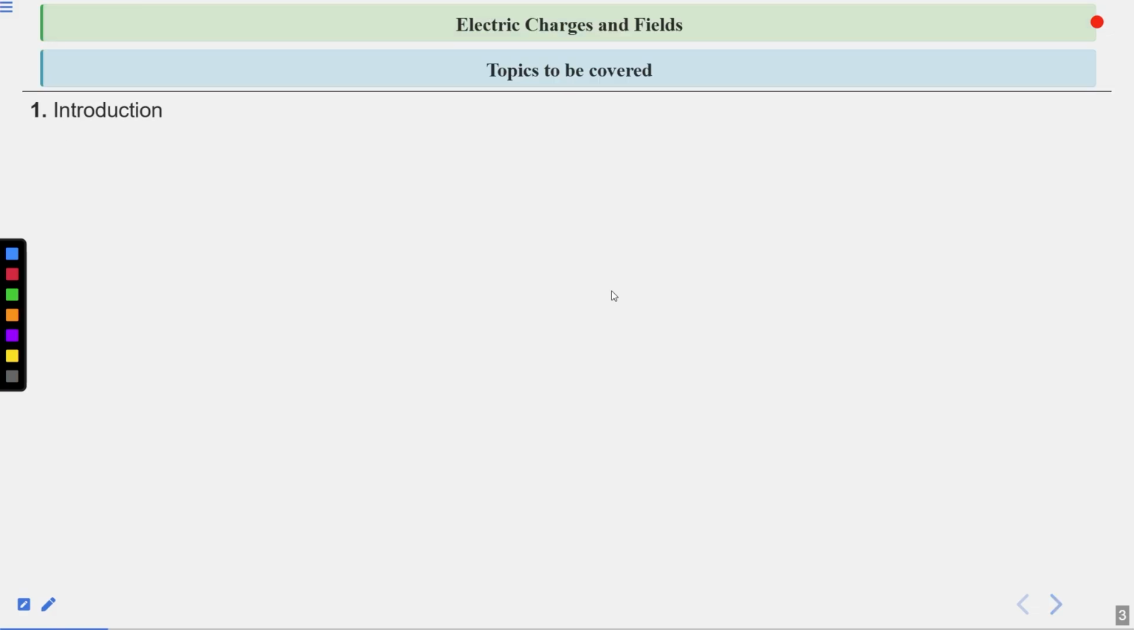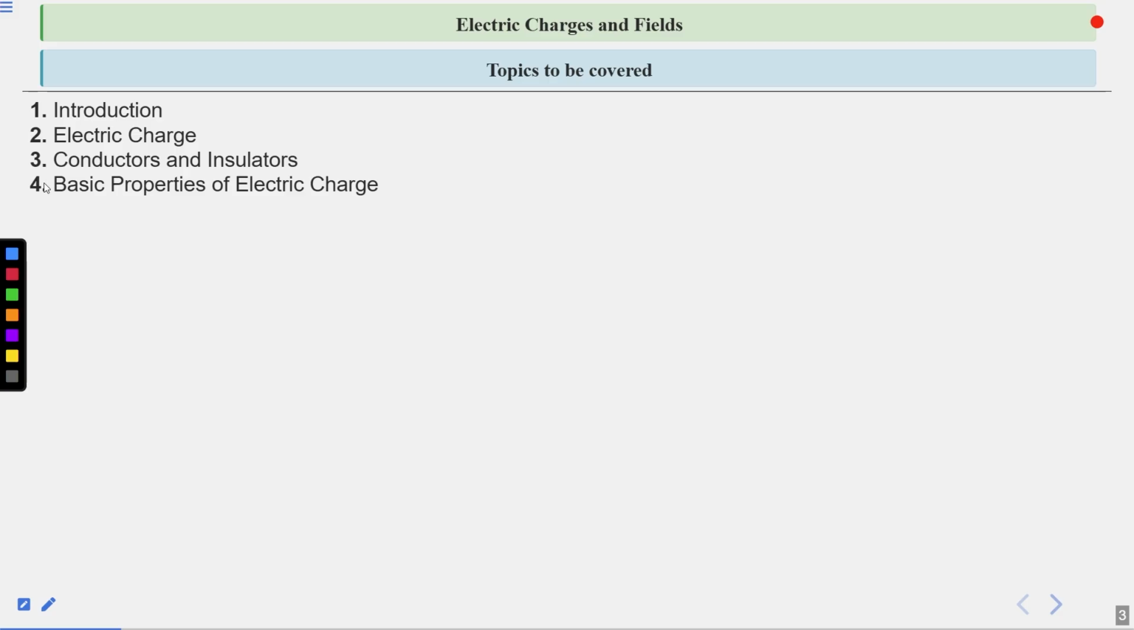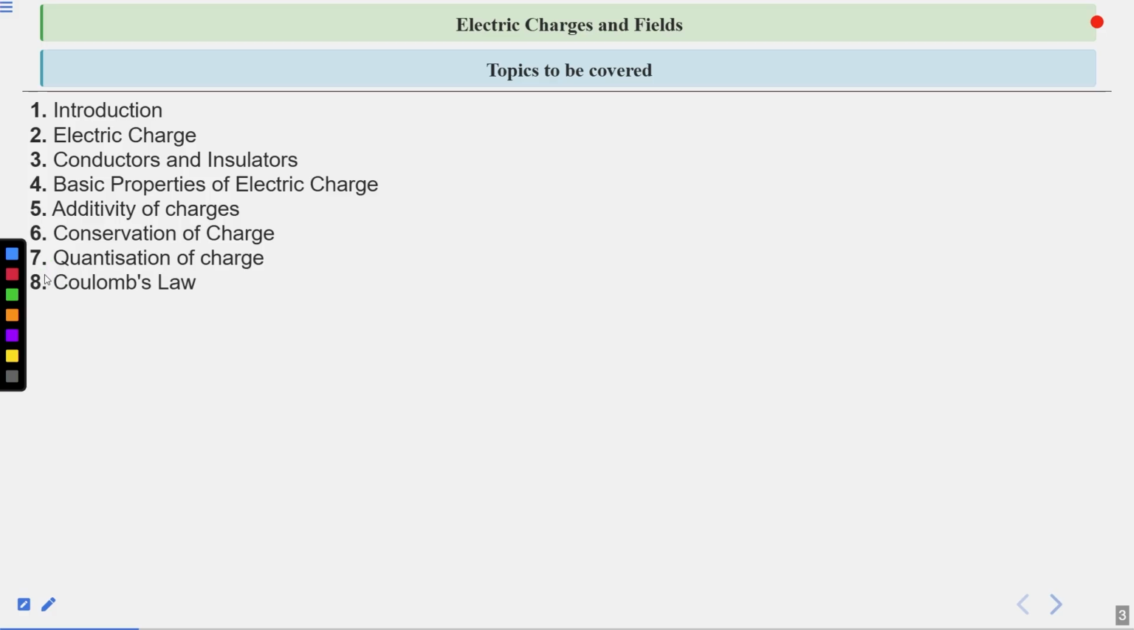So in today's lecture, we will first cover the introduction, electric charge, conductors and insulators, and basic properties of electric charge. Then we will learn additivity of charges, conservation of charge, quantization of charge, and then Coulomb's law. The remaining topics we will learn in upcoming lectures.